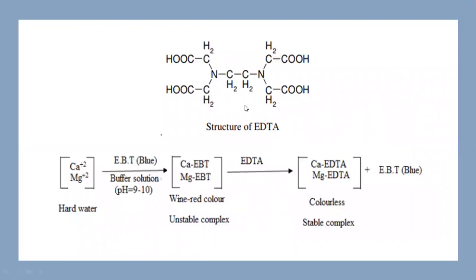You can see here the structure of EDTA, ethylene diamine tetraacetic acid. Suppose this is a hard water sample, in which we have calcium and magnesium ions present. When EBT is added to the hard water and around 3 to 4 ml of buffer solution is added, we get a wine red colored complex which is unstable.